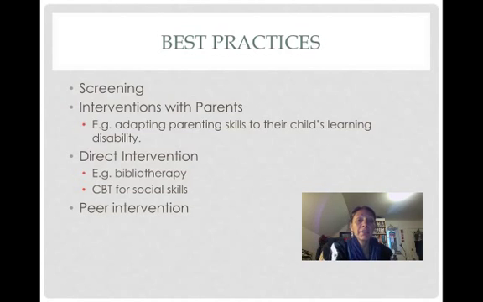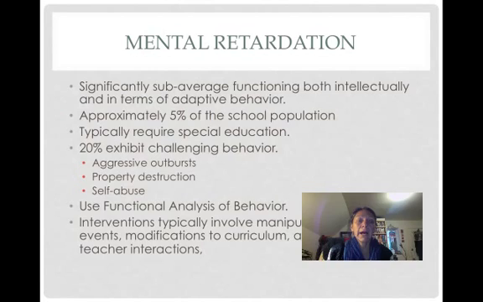The direct intervention might be things like bibliotherapy, so you could potentially do that in the classroom, using bibliotherapy to teach social skills. You might use a form of CBT adapted for younger kids. You might have peer intervention, right, tutoring, those kinds of things for those students.